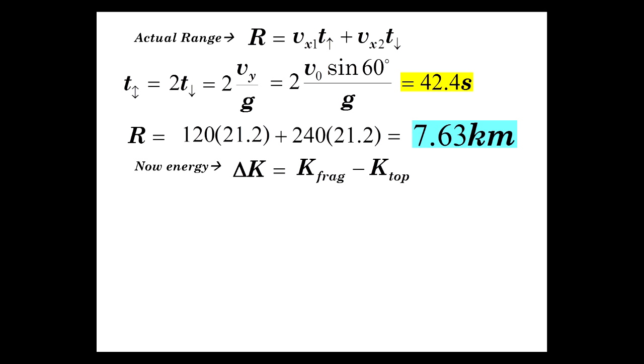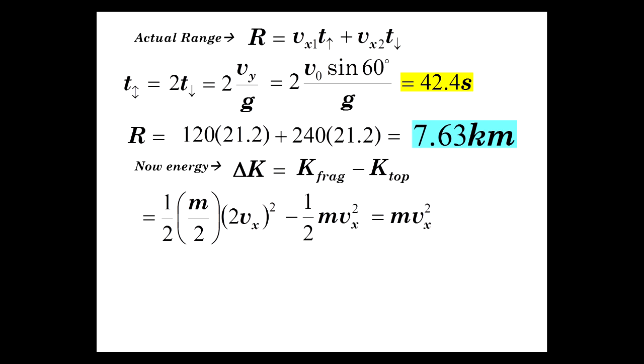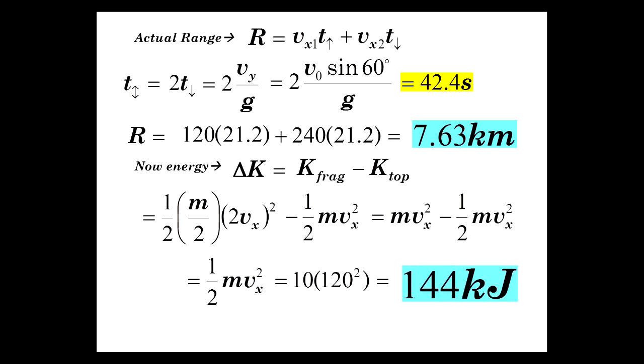because half of that mass, that 10 kilograms, was stopped dead in its tracks, so it had no energy. So the total energy of the 20 kilograms at the top, we're going to subtract from the fragment energy. The fragment energy is 1/2 times m over 2, but the velocity is doubled, and we're going to subtract off 1/2 m Vx squared. So that just gives us m Vx squared minus 1/2 m Vx squared, which is 1/2 m Vx squared, which is 10 times 120 squared, 144 kilojoules.